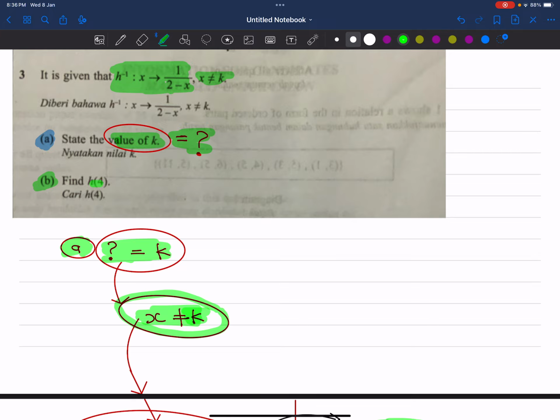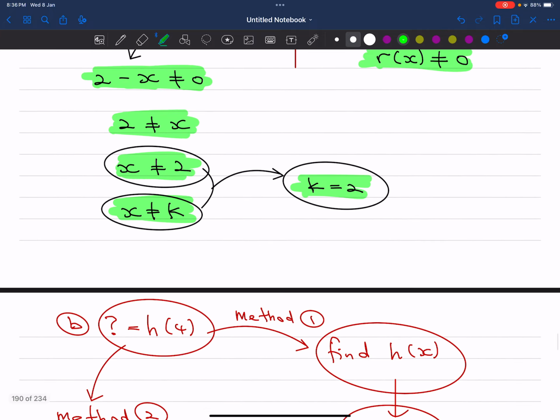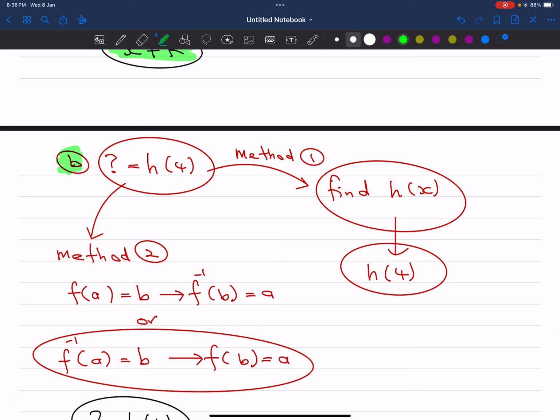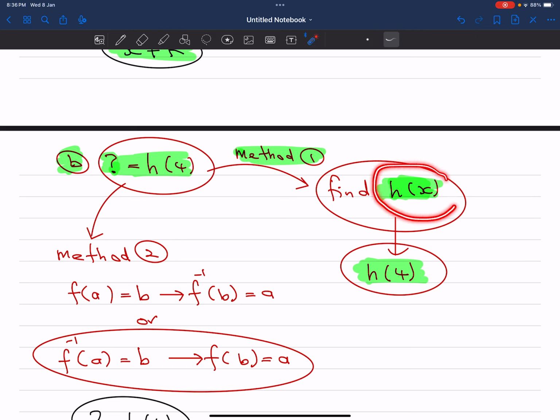Part B says find h(4), the value. As usual, for part B, I start from what they are asking. They are asking h(4). To find h(4), we have two methods. Method 1, I find h(x) first, and then in that h(x), I substitute x with 4 to get the value h(4). But this is a long method because you have to find h(x) from the inverse. Easier method, method 2, we use the notes.